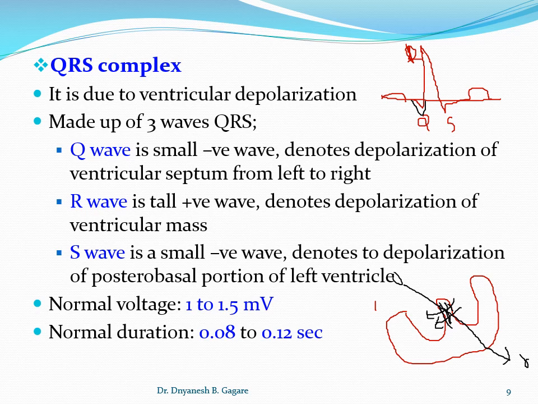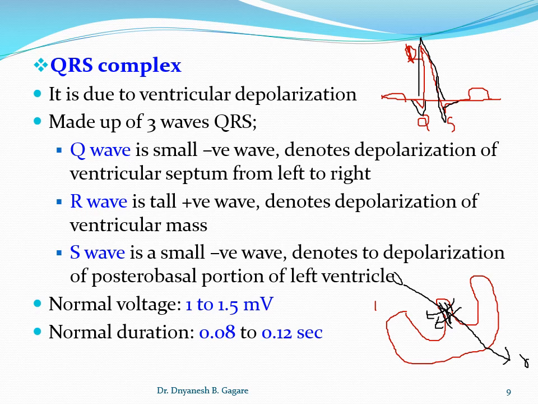Then after that it leads into the R wave. So what is the cause of the R wave? The R wave is a positive wave, and it shows the depolarization of the ventricular mass. Both ventricles get depolarized, and it gives the R wave. So this is the R wave. After the R wave, a small negative S wave comes. This S wave is small, and it is negative.